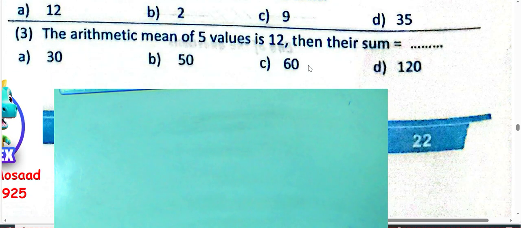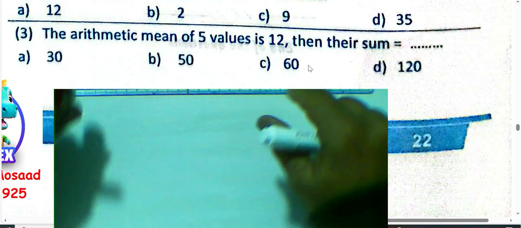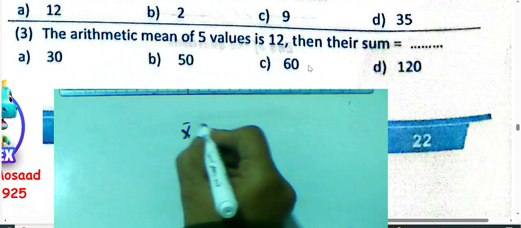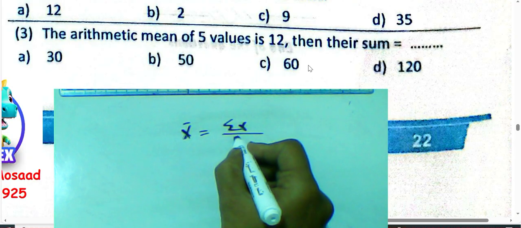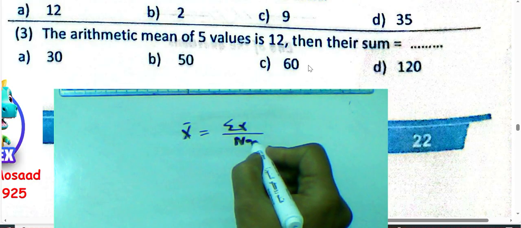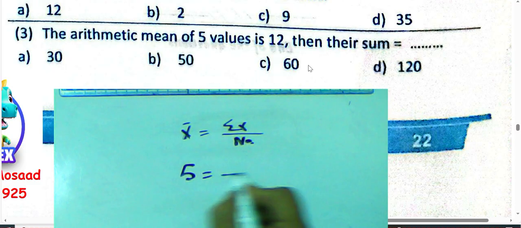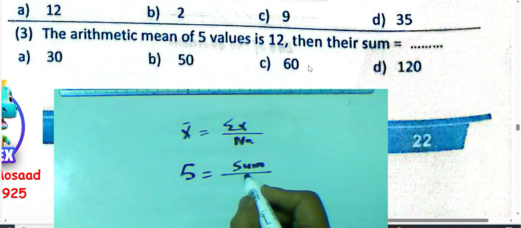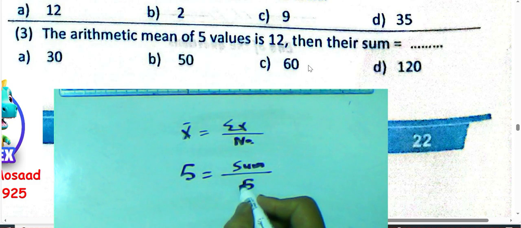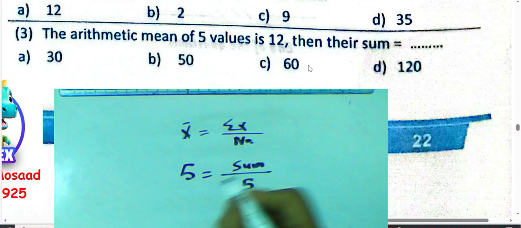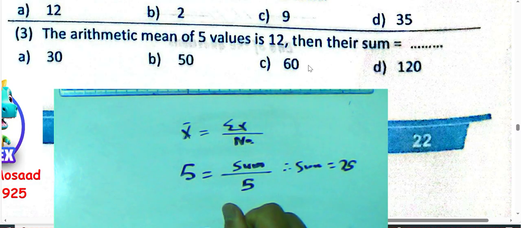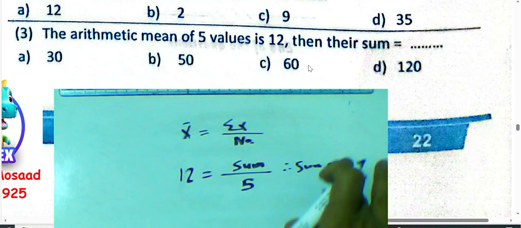Next question, number 3. The arithmetic mean of 5 values is 12. Then the series sum will be what? We know the arithmetic mean refers to x bar equals the sum of all numbers divided by the number of elements. The arithmetic mean was 5, and we want to find the sum. We have 5 values. Then 5 times 5 is 25. Understood? No, it's 12. The arithmetic mean, sorry, 12. 12 times 5 is 60.